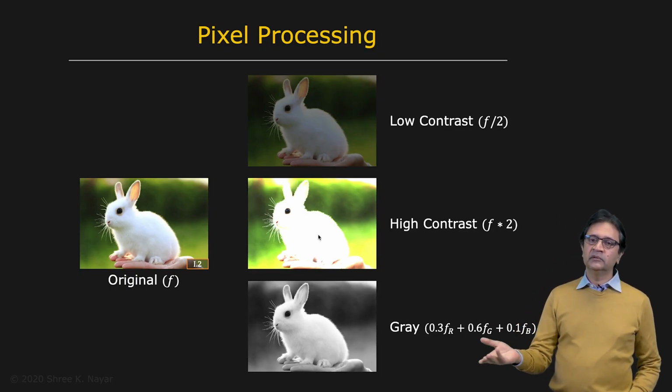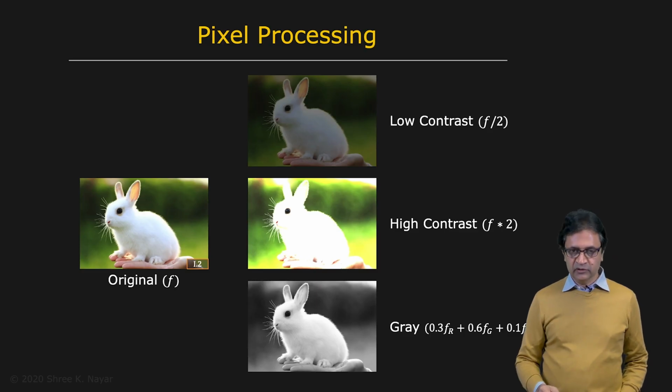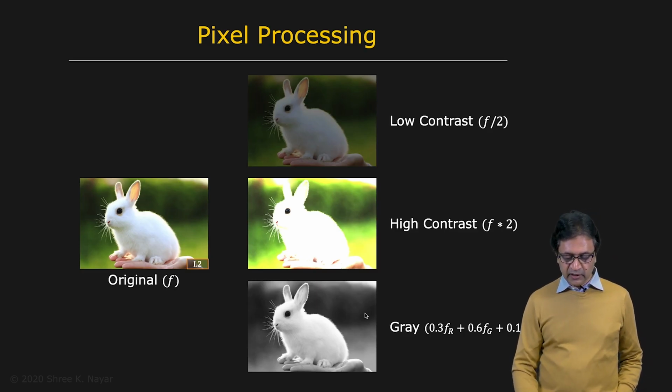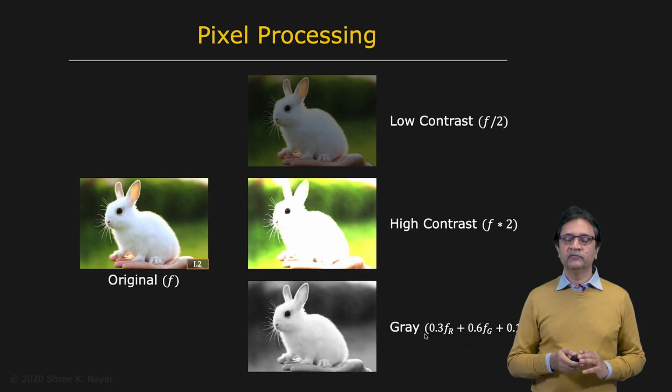Or you can take a color image and use pixel processing to convert it to a grayscale image or just a brightness image by taking a linear combination of the three color values at the pixel. So this is a very simple form of processing, and I include it primarily for the sake of completeness.